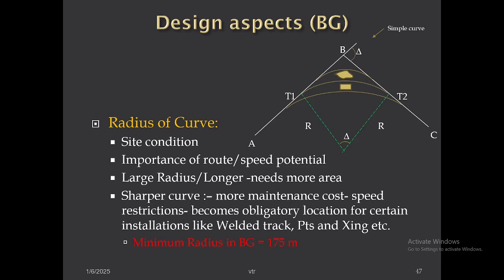Considering all those things and the situation, we have to decide the radius of the curve. However, the minimum radius in BG is 175 meter. We don't normally go up to this limit, however we can go up to 175. That is the permitted radius in BG, 175 meter.